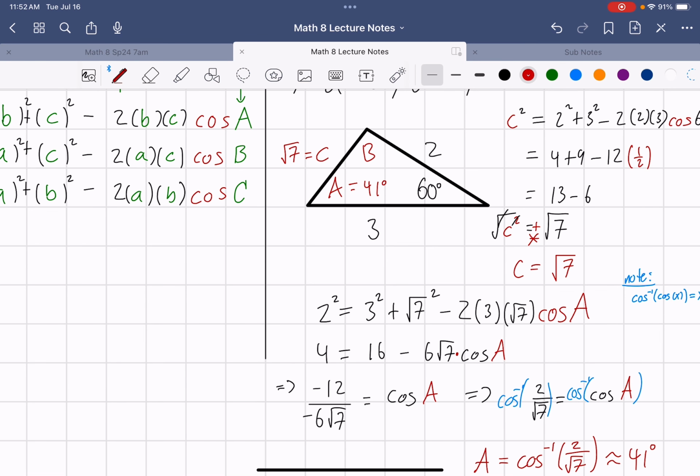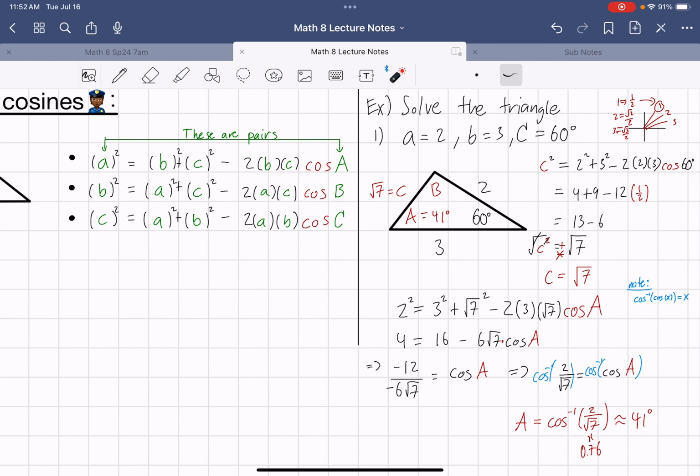And if you guys want to practice, try to find angle B using the law of cosines. And because of the sum of the interior angles, you already know what this answer should be. So try to see if you can get that answer by using the law of cosines.